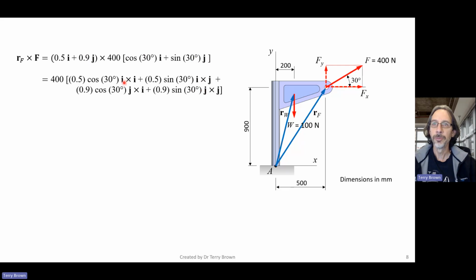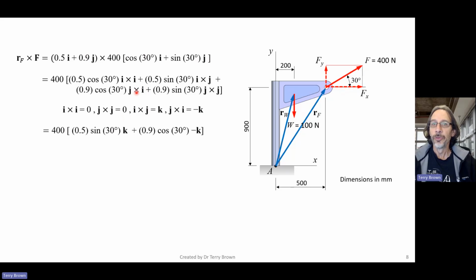As I showed you before, if you have i cross i and j cross j, so cross products of two vectors in the same direction, that's equal to 0, so they're going to drop out. And here we've got i cross j. If you remember i, j, k, i, j, k, if we go around, i cross j gives us positive k. And then here we've got j cross i, so we're going the opposite way, so j cross i will give us minus k. So if we do that, we'll end up with this expression here.